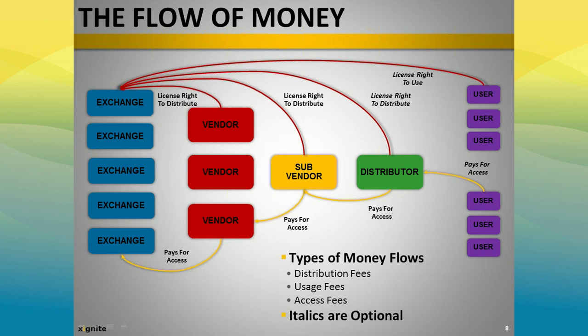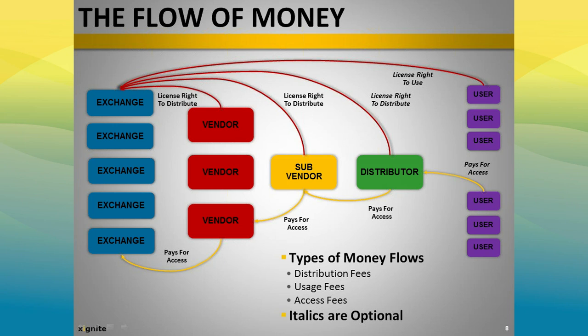Now, let's talk about the flow of money, right? And this relates to licensing fees and whatnot. If you're a vendor or a sub-vendor or distributor, most likely, with a few exceptions, you're going to have to license the right to distribute the data from the exchange. You're going to have some agreement. You may have to pay some fees associated with this agreement.